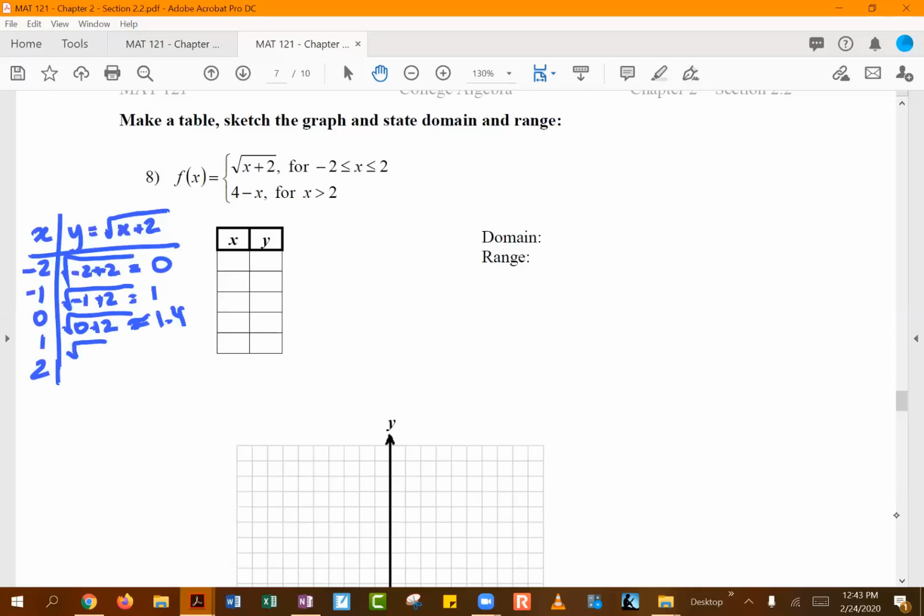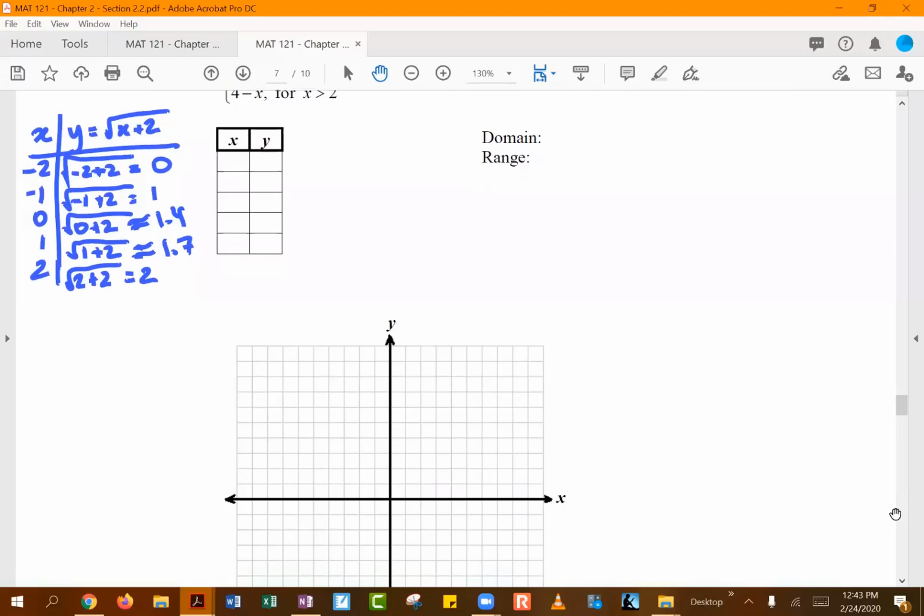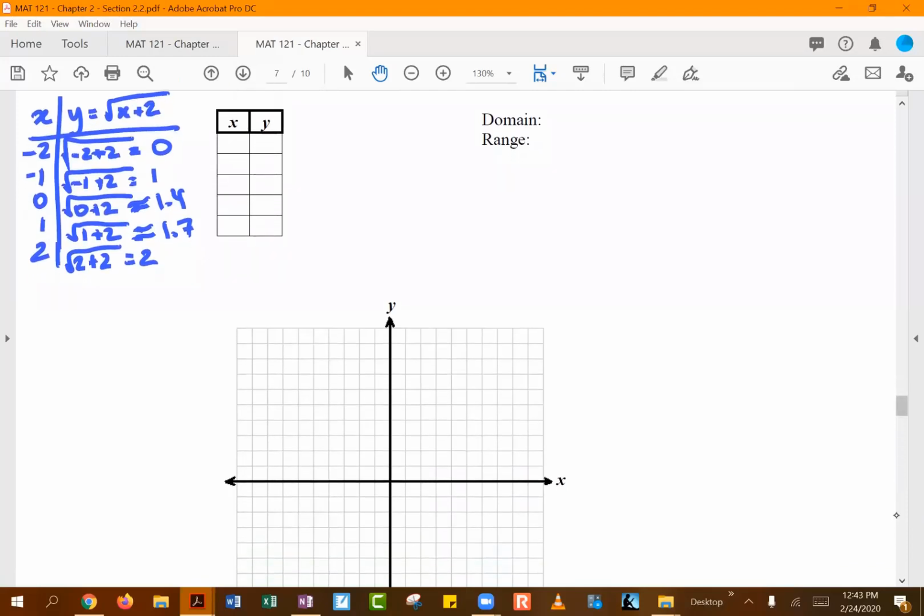This one here will be square root of 1 plus 2, which will be square root of 3. And square root of 3 will be approximately 1.7. And then the last one is going to be square root of 2 plus 2, which will add up to square root of 4. Square root of 4 is going to be 2. Okay. So we've done the first piece of our function.